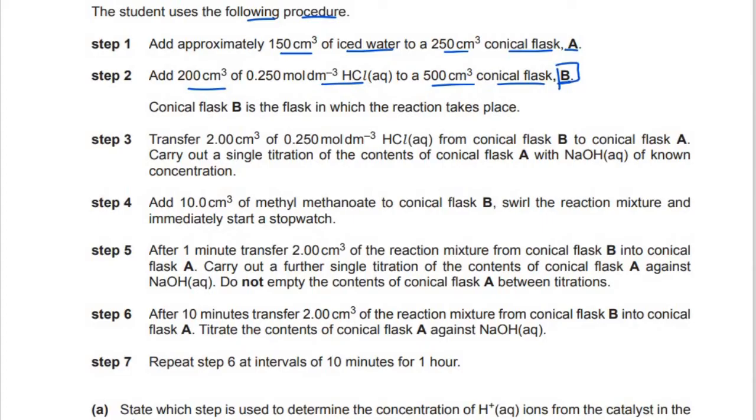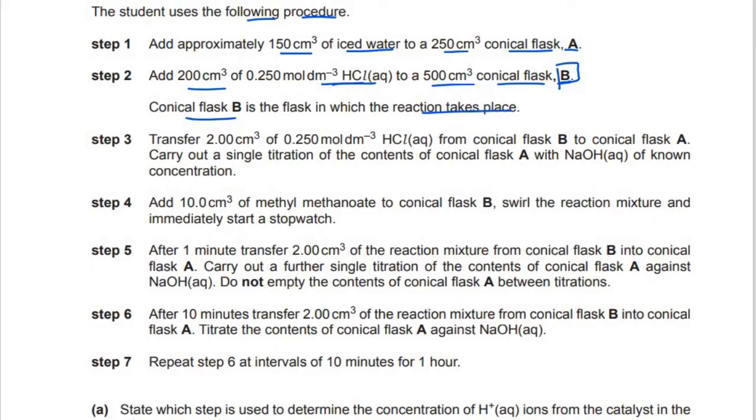Now understand, this is conical flask B, which is a bigger one, and there we have added hydrochloric acid, which is needed as a catalyst. And conical flask B is the flask in which the reaction takes place. So the actual reaction, the hydrolysis, will take place in conical flask B.